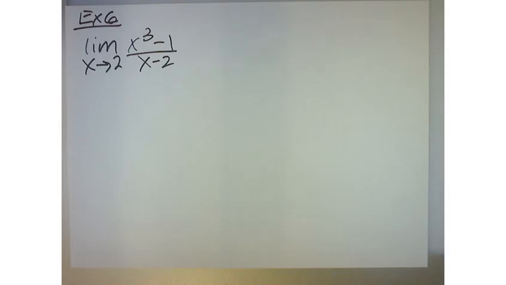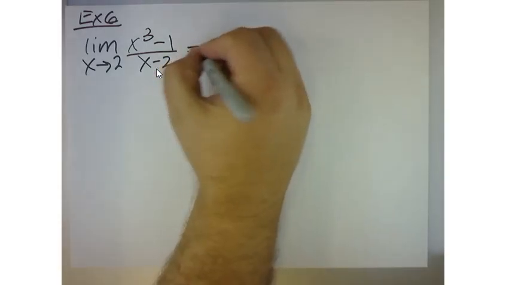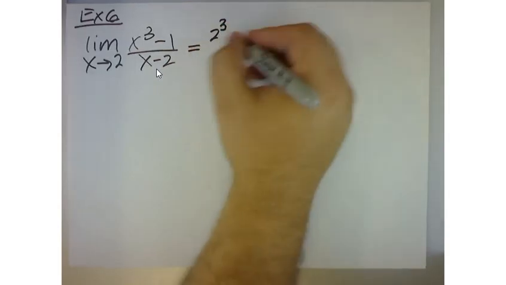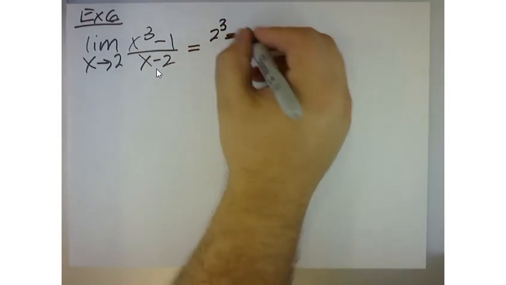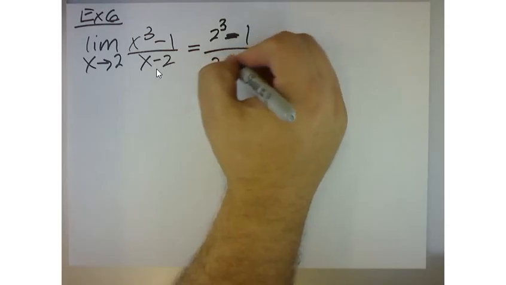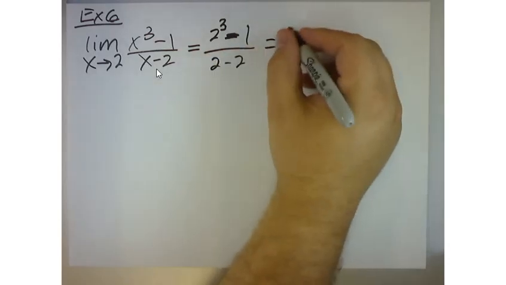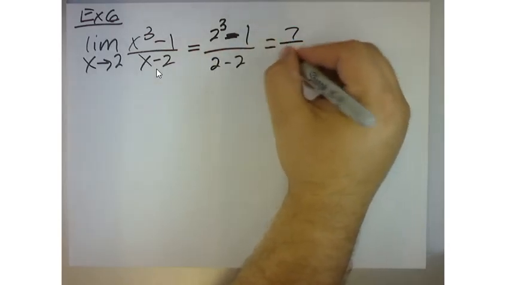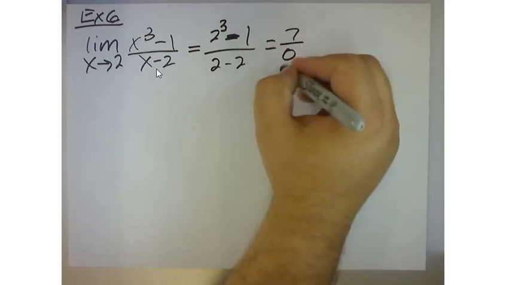If you look at example number 6, clearly algebraically I cannot plug in 2. Because I'll get 0 in the denominator, right? If I were to plug that in, 2 cubed minus 1 all over 2 minus 2 is going to give me 8 minus 1, which is 7 over 0. And, uh-oh, we got a problem here.